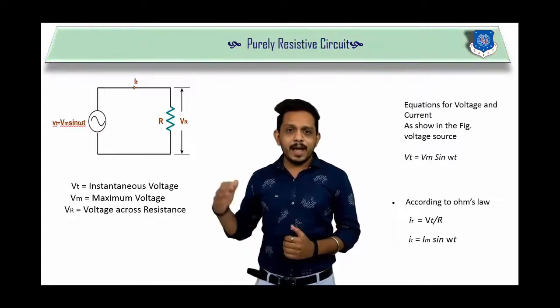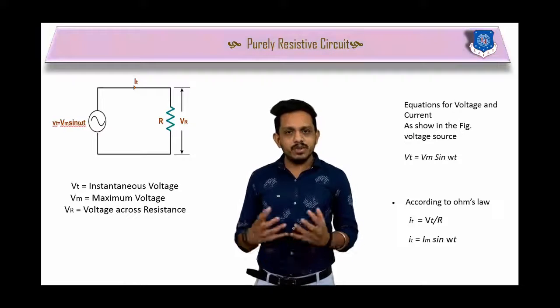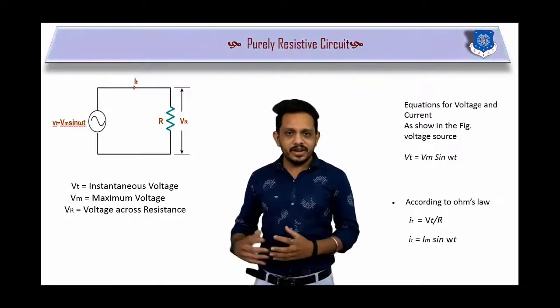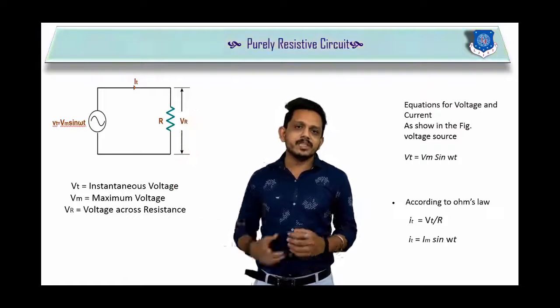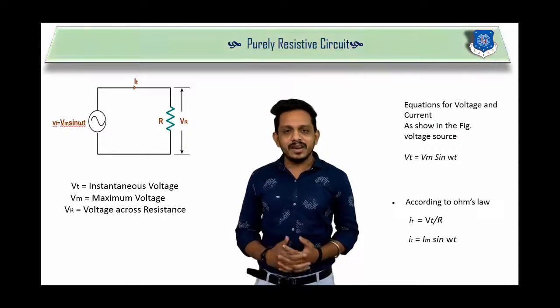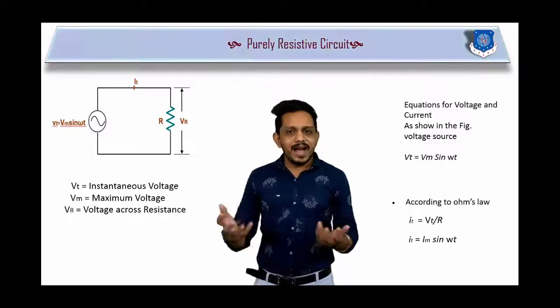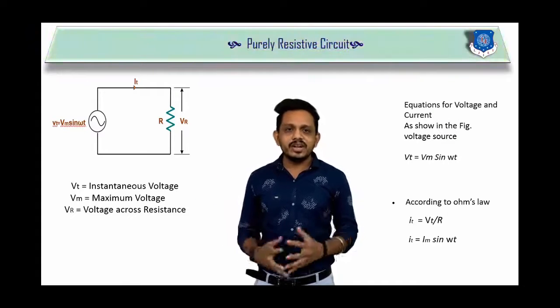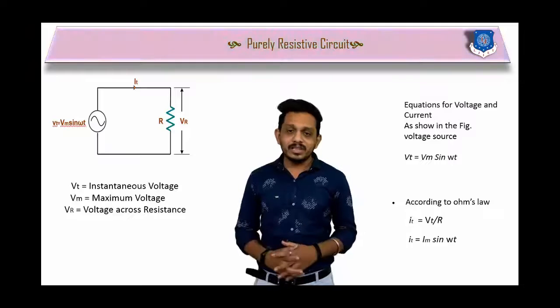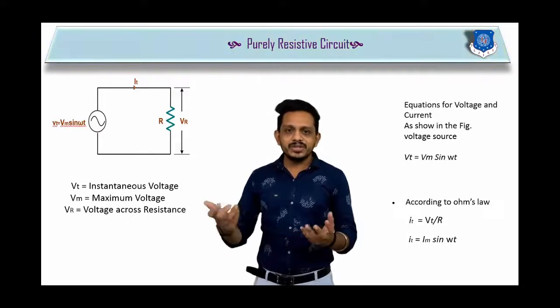So whenever we are applying this v(t) equals Vm sin omega t AC voltage to this resistor, then some current will start flowing through this circuit, and we can define that current as i(t), and i(t) is also nothing but the instantaneous value of the current. So now let's start deriving the equation of current through this circuit.